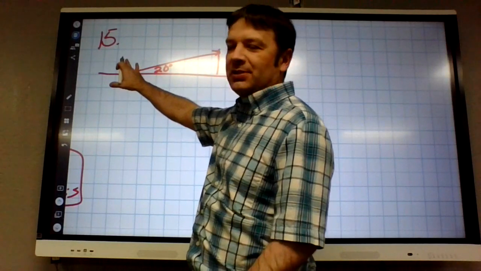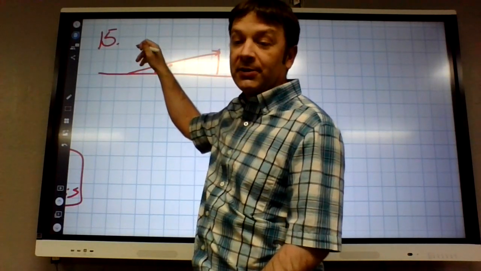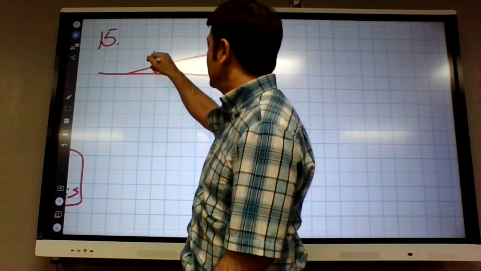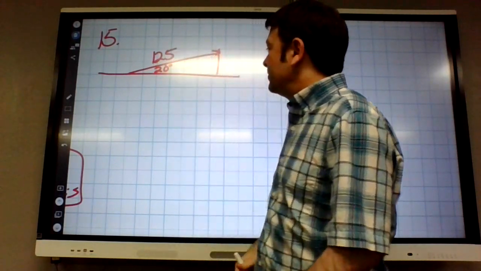The force would be like the length of our vector, so that's 125 pounds. So that's going right there on the vector.